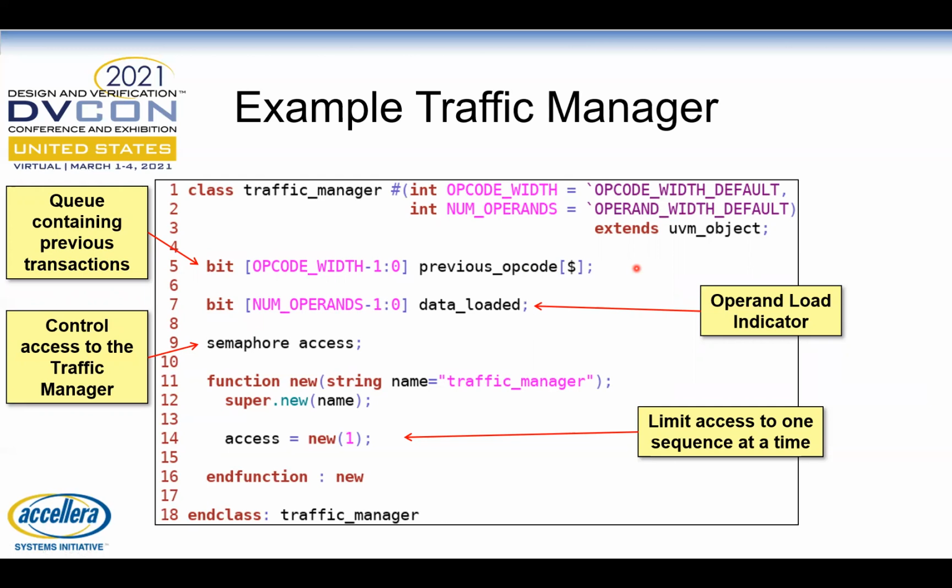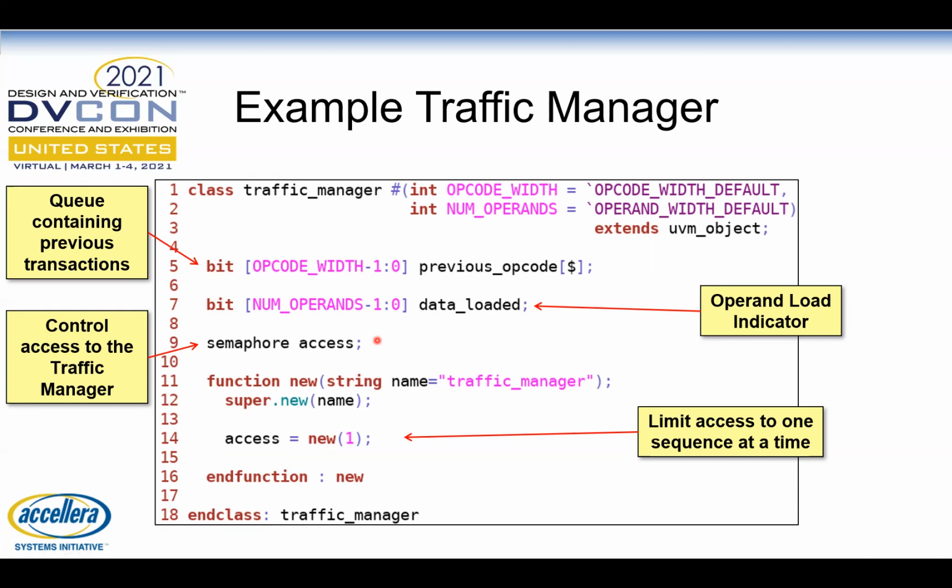Our traffic manager also has a data loaded field on line 7. And this will indicate whether the operands have already been sent over the operand interfaces so that all the sequences are aware of whether new operands have been loaded or not loaded. And finally, our traffic manager will have a semaphore with one key to limit access to the traffic manager to one sequence at a time.